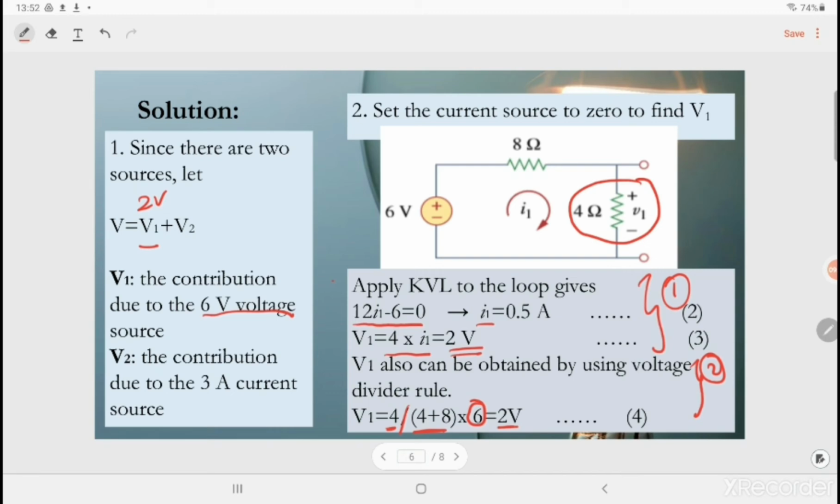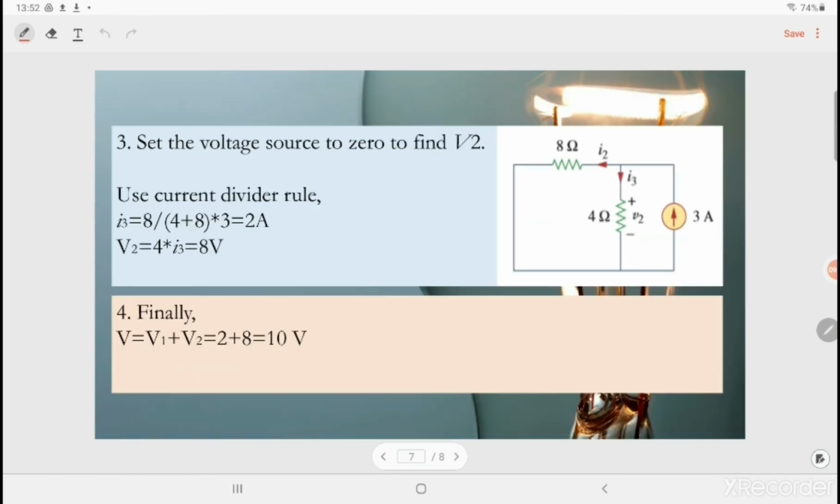Alright, so next step, we need to find the value of V2. V2 is due to the contribution of the 3 ampere current source, so at this time the 6 volt source must be turned off. In order to turn off the 6 volt, you need to short circuit the 6 volt voltage source. So if you see here, there's no more 6 volt.